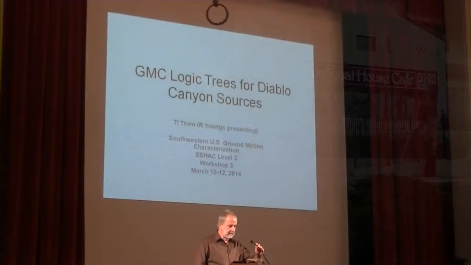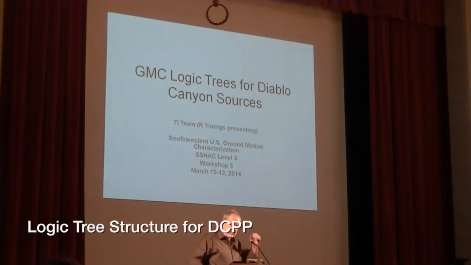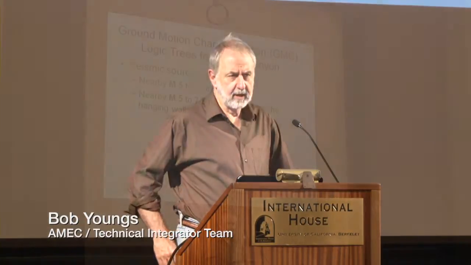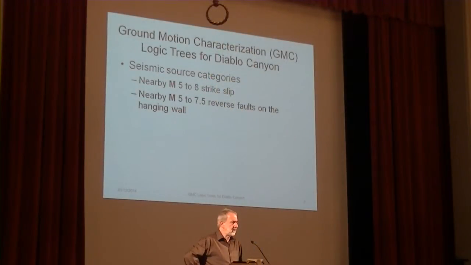So I have a very short intro to the next talk, which is to describe the general framework of the logic tree for the Diablo Canyon sources, the ground motion characterization logic trees for Diablo Canyon sources. Again, this will look very familiar for those who've been here for the last 2 days. And as Nick indicated, we have two basic seismic source classes, nearby strike slip faults and nearby reverse faults, in which the Diablo Canyon site will be sitting on or very near the hanging wall, or on the hanging wall side, and most likely, in most cases, actually on top of the ruptures.